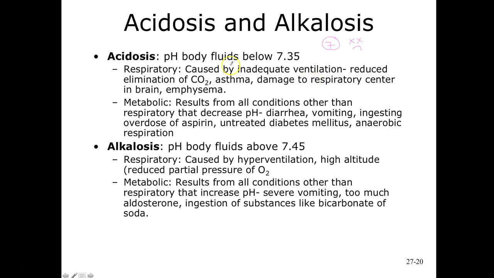So we have two different types of acidosis, respiratory and metabolic. With respiratory acidosis, we're not getting enough ventilation taking place, so we are retaining carbon dioxide. We get this with asthma, damage to the respiratory center in our brain, and emphysema. Remember, here's our healthy, nice alveoli. Emphysema pulls it out a lot bigger, right? Less surface area, less exchange of gases.